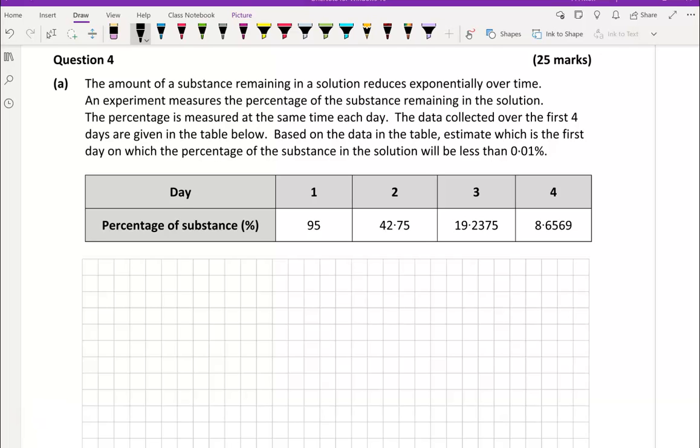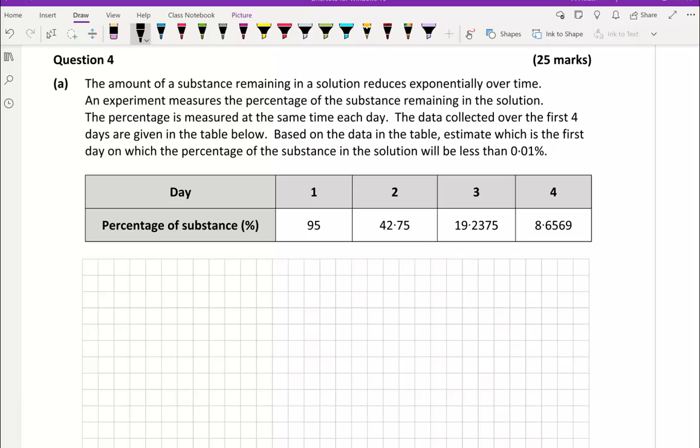2017, higher level, paper 1, question 4. The amount of substance remaining in solution reduces exponentially over time. An experiment measures the percentage of the substance remaining in the solution. The percentage is measured at the same time each day. The data collected over the first 4 days are given in the table.